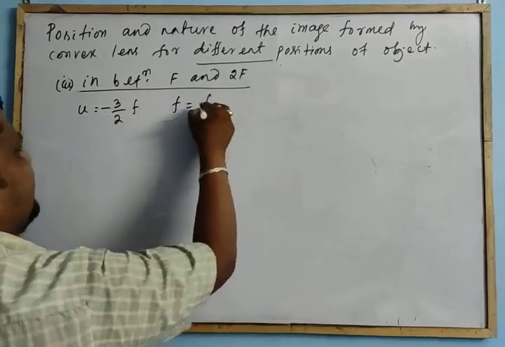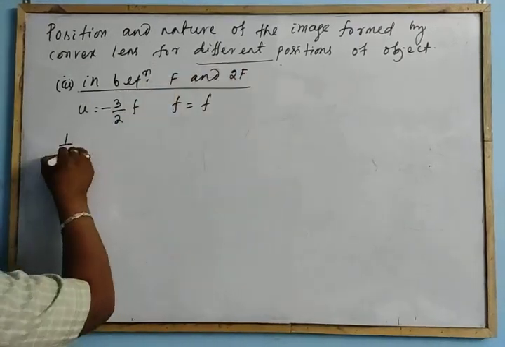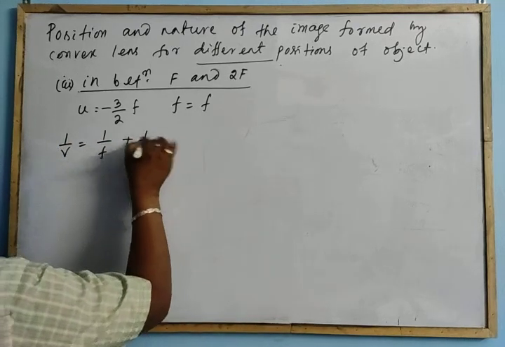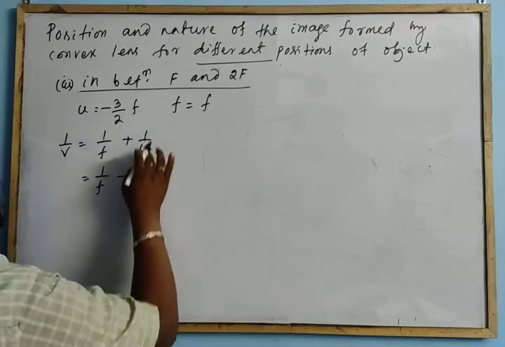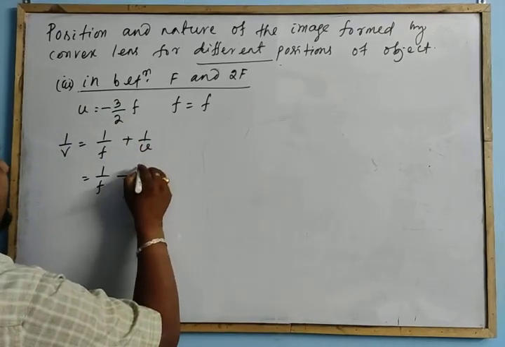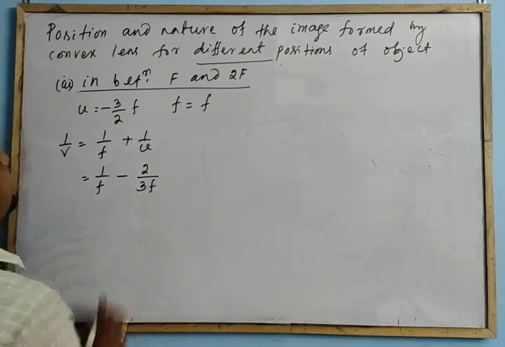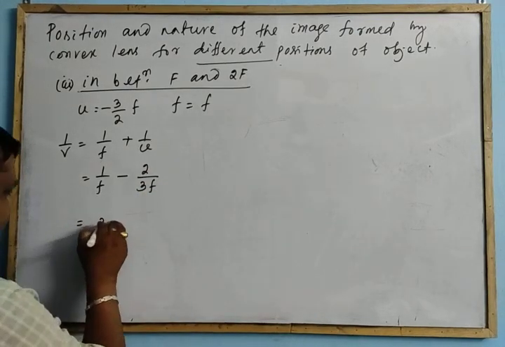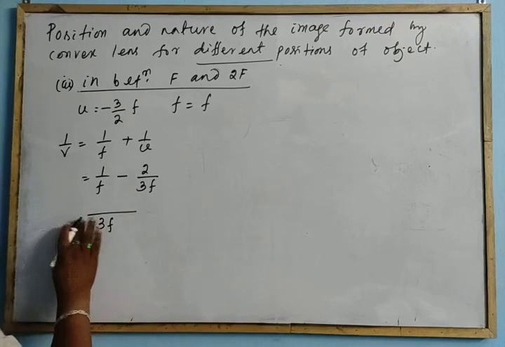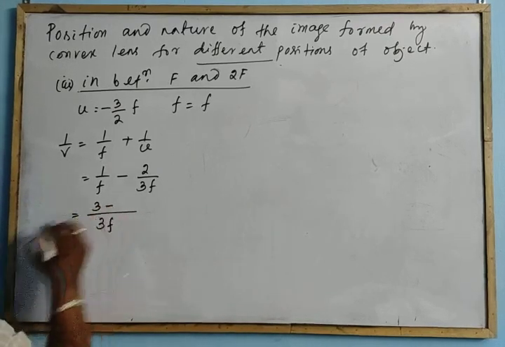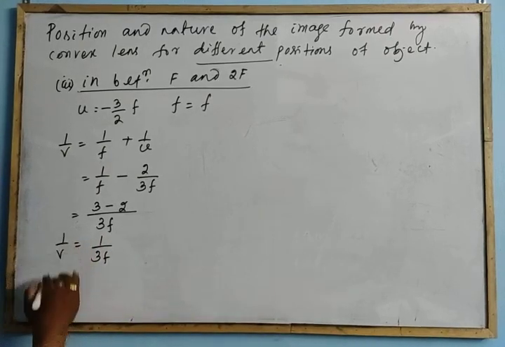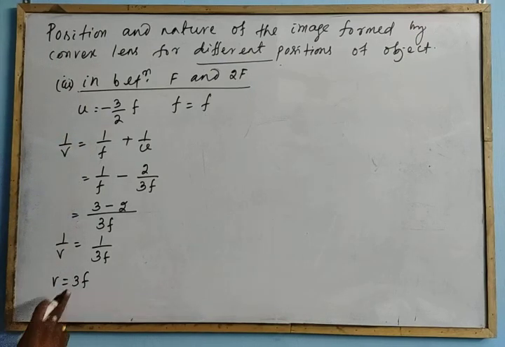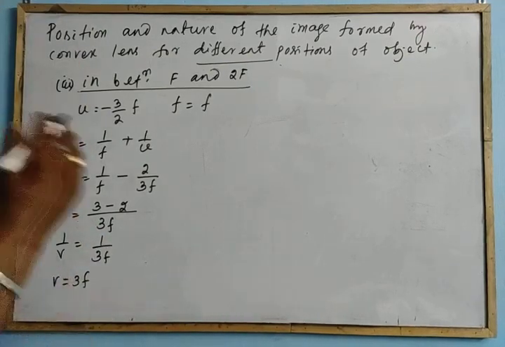And f is obviously positive for a convex lens. So 1 by v is equal to 1 by f plus 1 by u. 1 by f minus 1 by u, this I can write as 2 by 3f minus... take 3 minus 2. This is equal to 1 by 3f, which is equal to 1 by v. So v is equal to 3f. So u is negative, v is positive. And 3f means beyond 2f, on the other side.